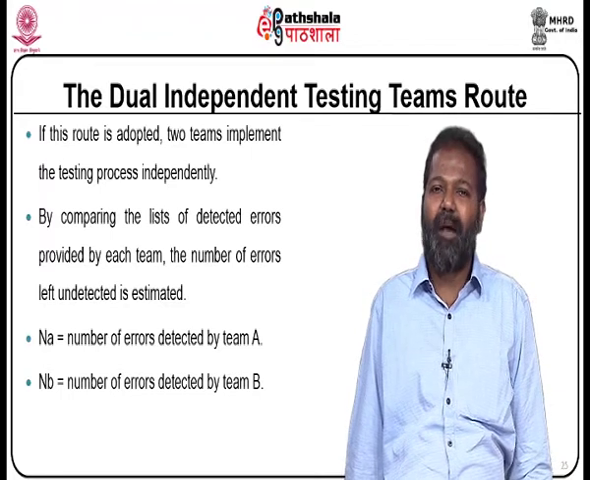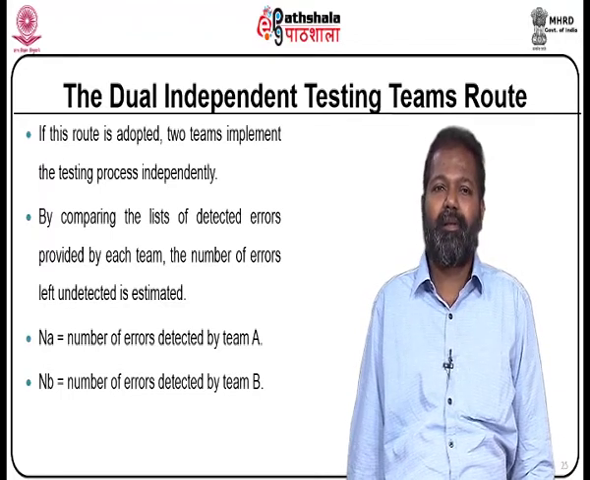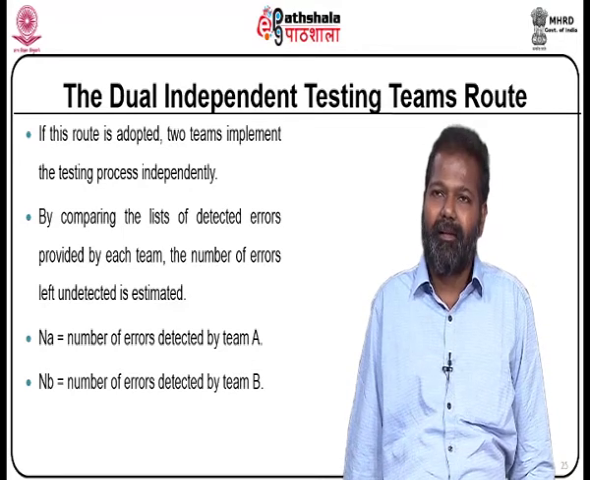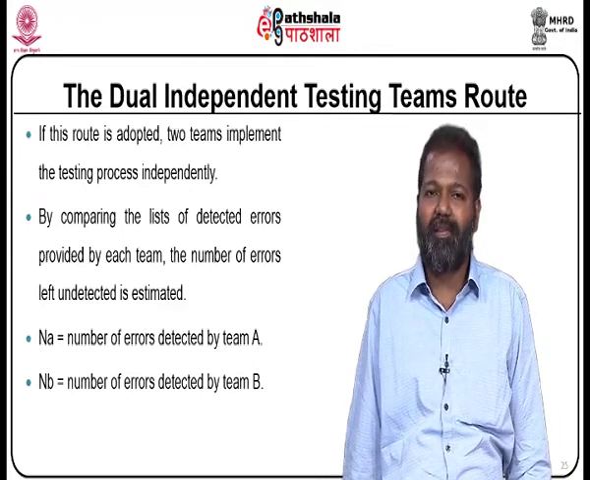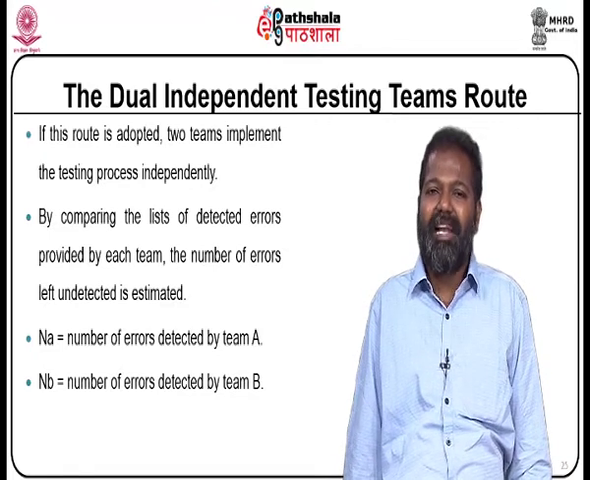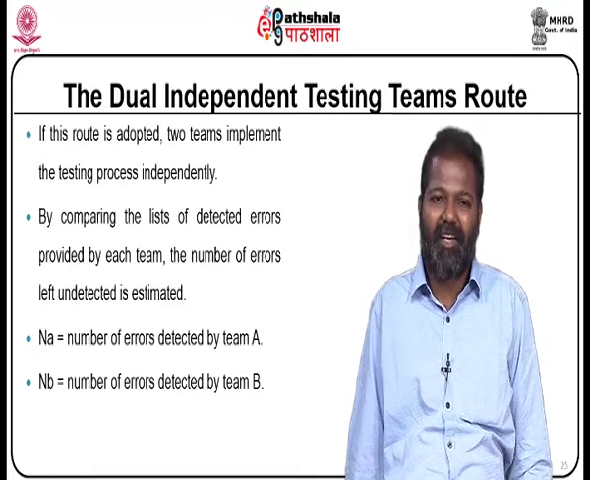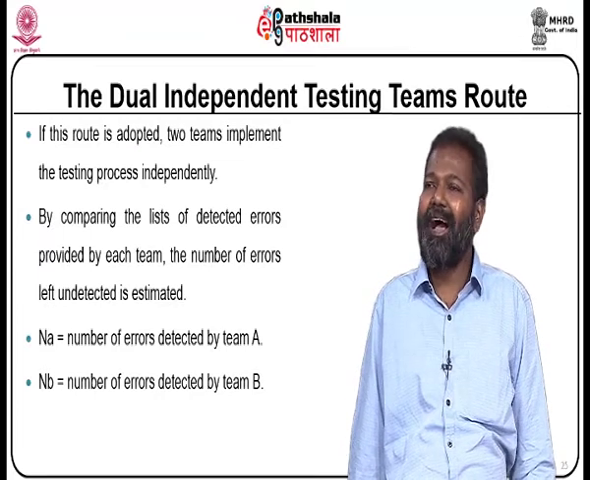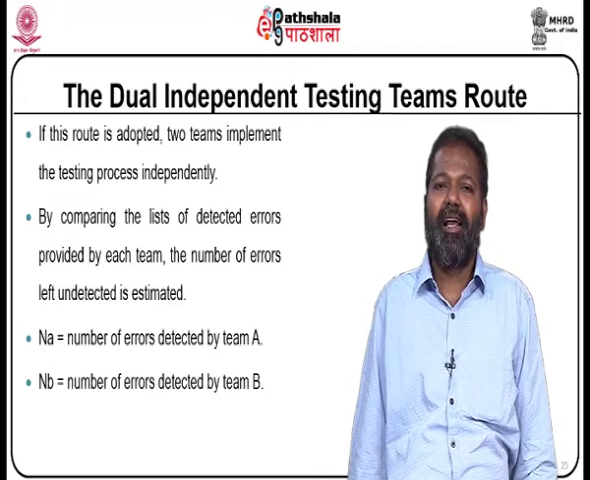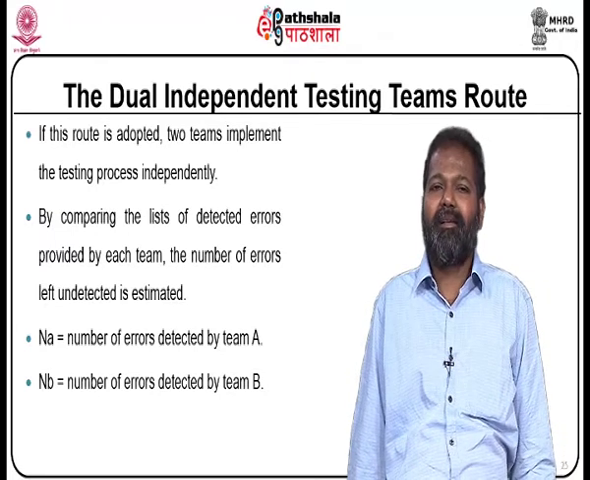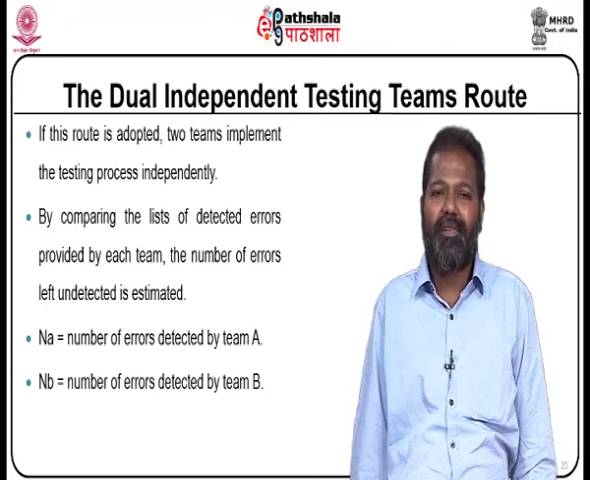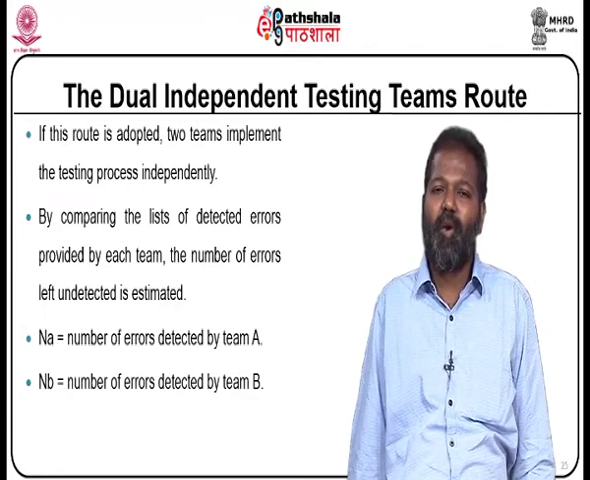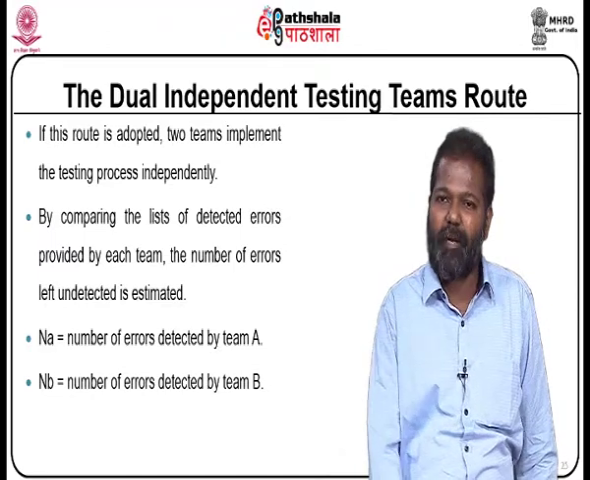The dual independent testing teams route. If this route is adopted, two teams will be independently carrying out the testing process. By comparing the list of detected errors provided by each team, the number of errors left undetected is estimated. Let NA denote the number of errors detected by team A, and NB denote the number of errors detected by team B.